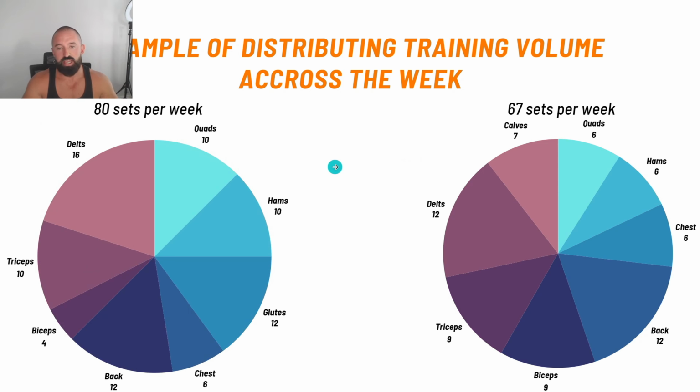I said this to someone the other day. It's more like a pizza. Your total training volume is how big the pizza is, how much volume you can do, and then the slices and how big those slices are is each muscle group, and you get to decide just how much of a piece of that total training volume you give to a specific muscle group.